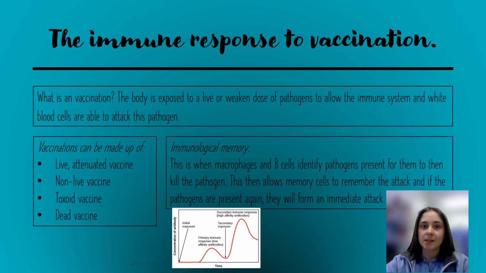So why does the immune system respond to vaccinations? Well, the reason why vaccines are given is so that when the immune system has pathogens present, it alerts the white blood cells to begin the primary response. Macrophages and B cells will identify the pathogen, causing plasma cells to create antibodies which will destroy the pathogen. Throughout this process, memory cells have been created. The memory cells are important. If there was ever a secondary attack, the macrophages and B cells will have remembered the previous attack and perform an immediate attack again, and this is called immunological memory, as seen on the slide.